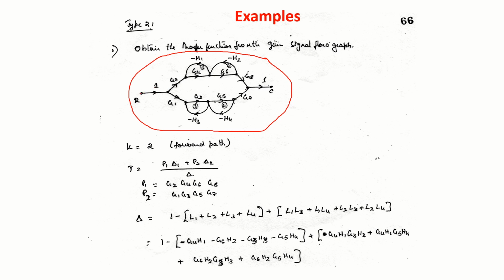So you can see here, there is one forward path like this. And there is another forward path like this. So there are 2 forward paths. The formula will become like this.